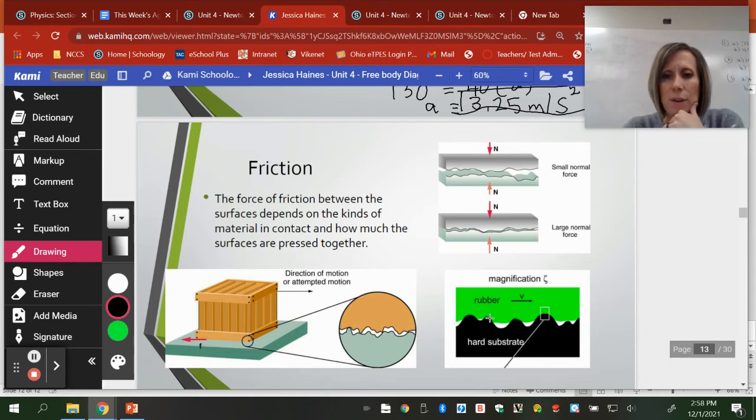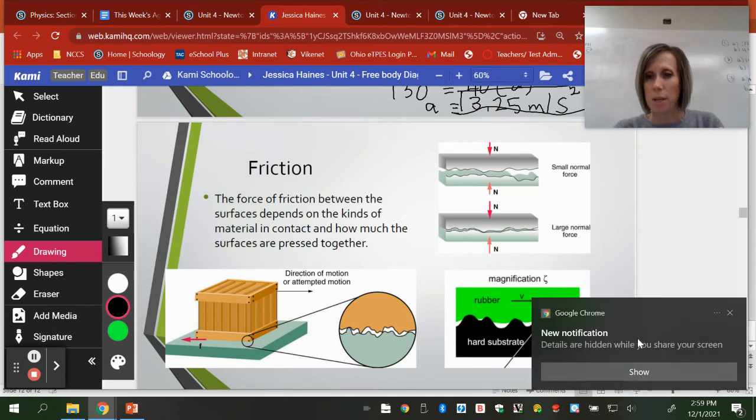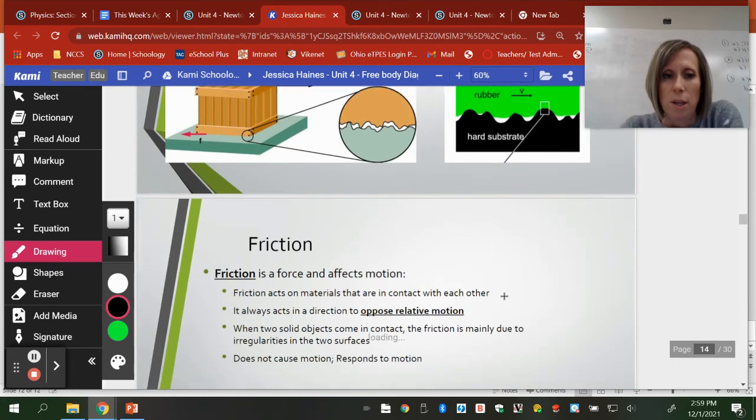If we have surfaces that are more bumpy than others, we have different frictional forces that can exist. If the objects are pushed together more, that's why you load up the back of your pickup truck with sandbags in the wintertime. If you have more pressure between the surfaces, then you have more frictional forces. That's why light trucks with no weight in the bed slide around in the wintertime: there's very little frictional force.